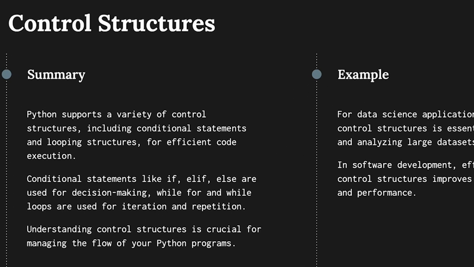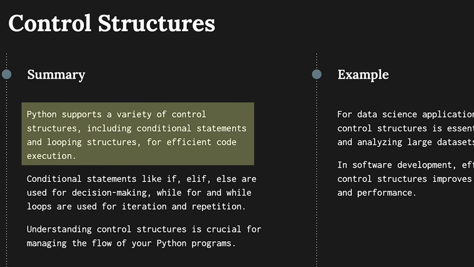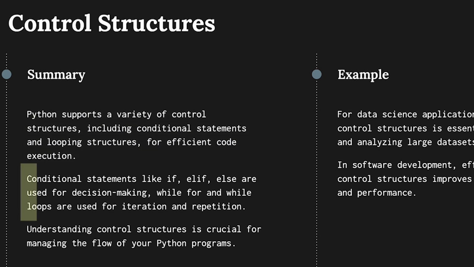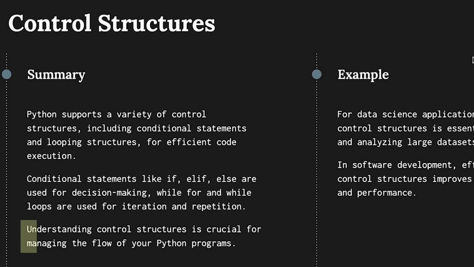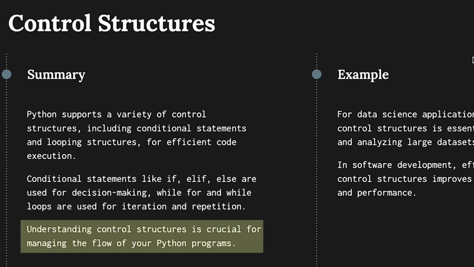In this session, we will learn about the control structure. Python supports a variety of control structures, including conditional statements and looping structures. Conditional statements mean that if we have to take any decision based on a particular condition, and execute a certain block, then we can use a conditional statement. Conditional statements like if, else, and else if are used for decision making, while for and while loops are used for iteration and repetition. Understanding these control structures is very important for managing the flow of your program. So let's understand this in detail.